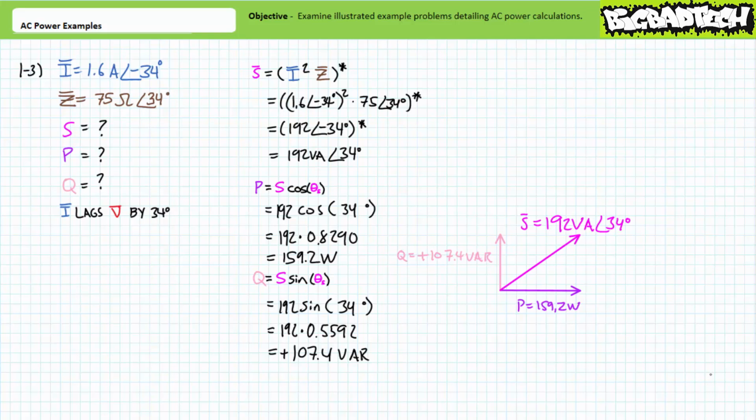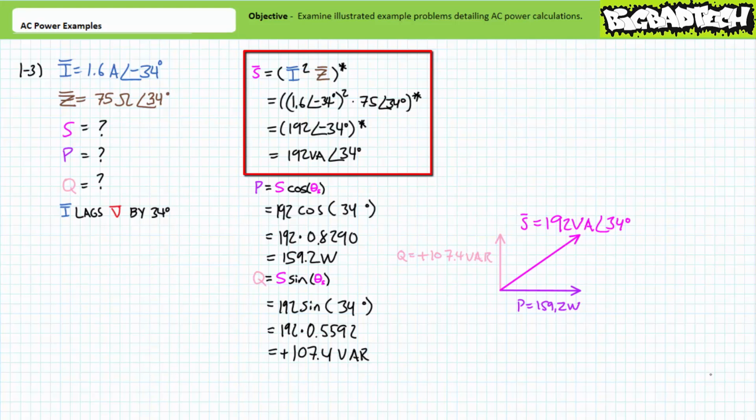Given the impedance appears to be slightly inductive by nature, we should expect our resultant real power to be less than our apparent power magnitude and our reactive power to be positive. Let's see if this is the case. As previously, we could use Ohm's law to solve for the voltage. However, we can use an alternate version of the AC power formula. Apparent power is the complex conjugate of current squared times impedance.